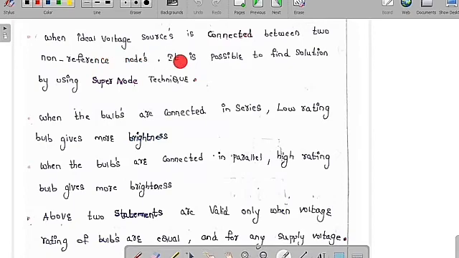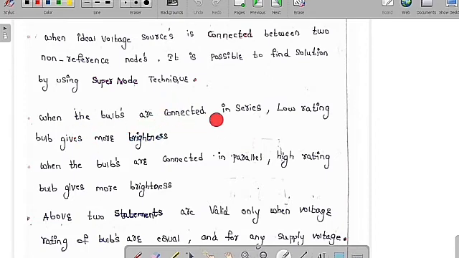When an ideal voltage source is connected between two non-reference nodes, it is possible to find the solution by using the super node technique. So whenever an ideal voltage source is present between two non-reference nodes, we can obtain a solution by using only the super node technique.